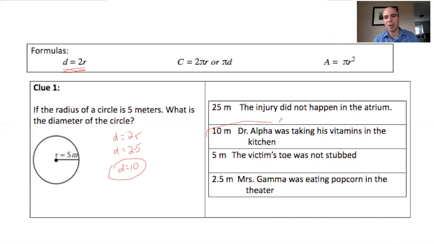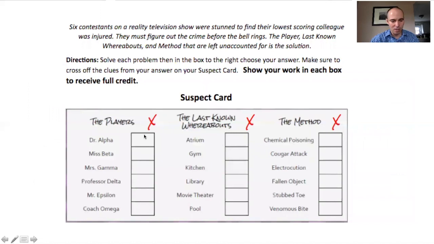All right, here we go. This is the answer, right? Dr. Alpha was taking vitamins in the kitchen. So now the way that works is I go here and I cross out Dr. Alpha, and I cross out the kitchen. So whatever's left at the end, that's the answer. I don't know what it's going to be. You're going to have to find out the hard way.